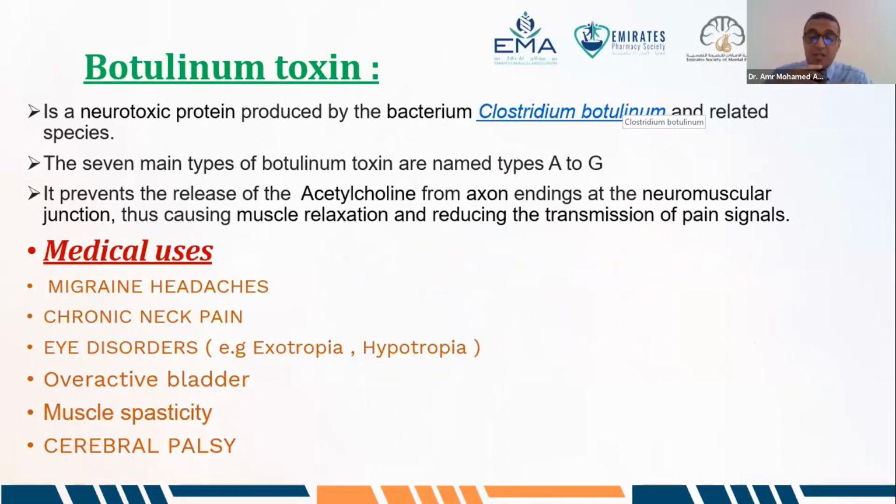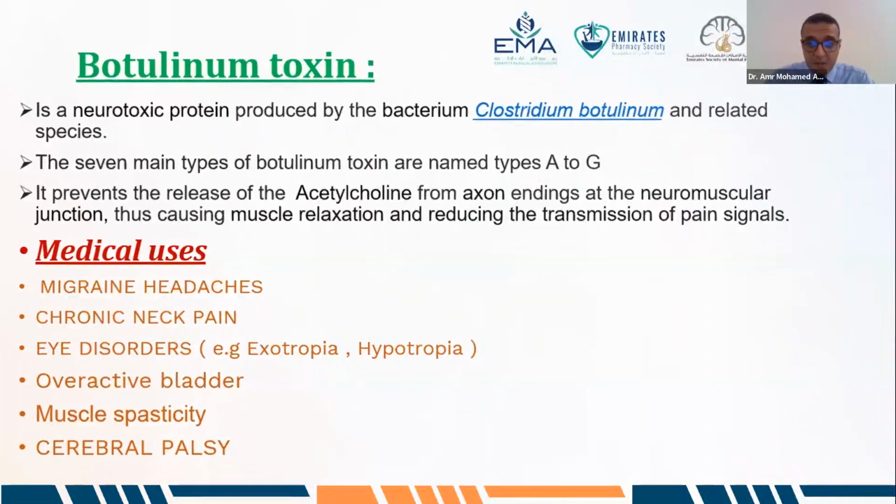So we find different medical uses of botulinum toxin, such as in treatment of migraine headache, chronic neck pain, eye disorders such as exotropia and hypotropia, overactive bladder, muscle spasticity, and cerebral palsy.